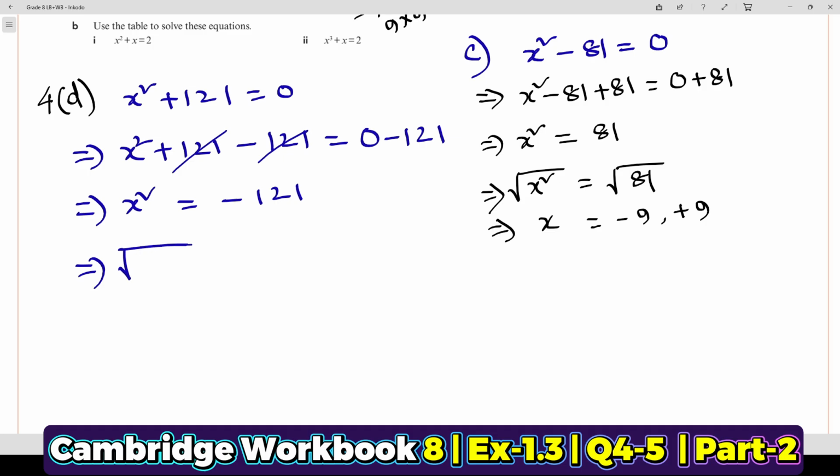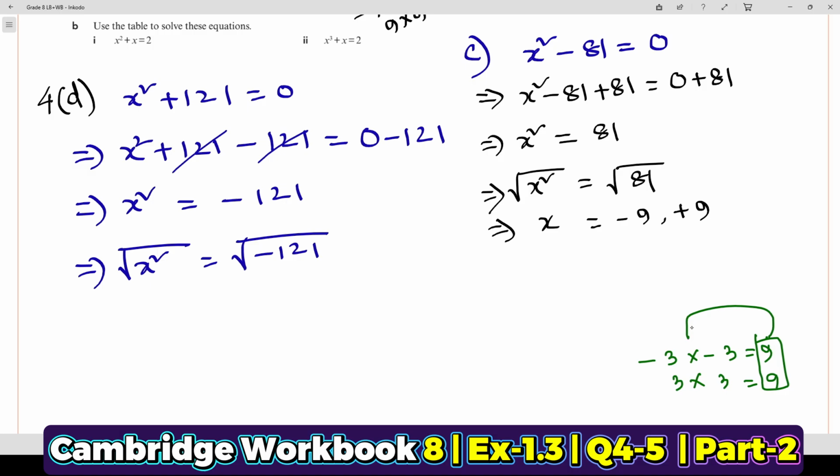How? We will take the square root. Here is x squared and here is the root of minus 121. Look, when we multiply minus 3 times minus 3, the result is 9. 3 times 3 is also 9. So once you take the square root of 9, you will get minus 3 and plus 3. But the square root of minus 9, you will not get anything because it's an imaginary number. So in this case, x has no solution.